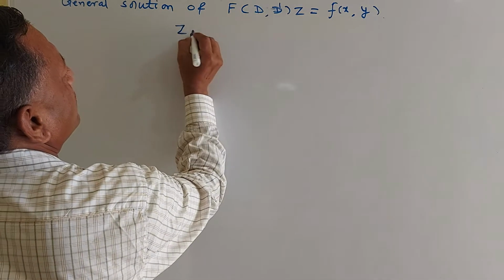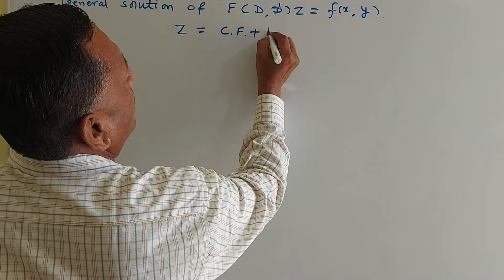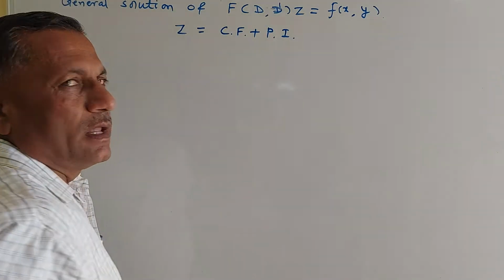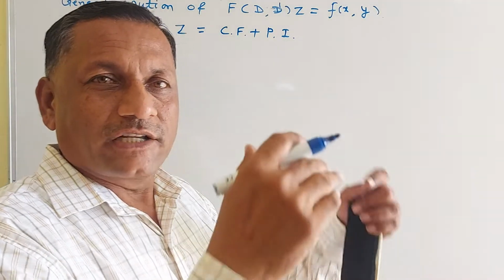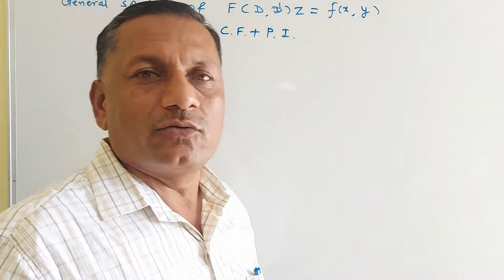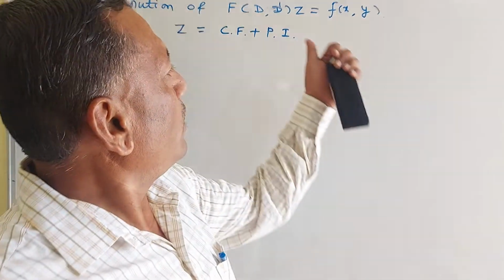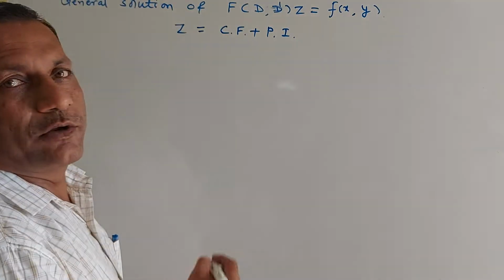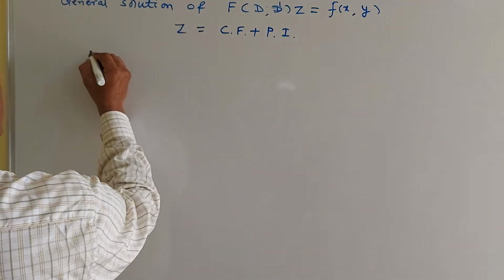Therefore its general solution is given by z is equal to CF plus particular integral. And you know how to find the complementary function when the auxiliary equation has non-repeated roots or when the auxiliary equation has repeated roots. Now today we see how to find its particular integral and we solve one example.